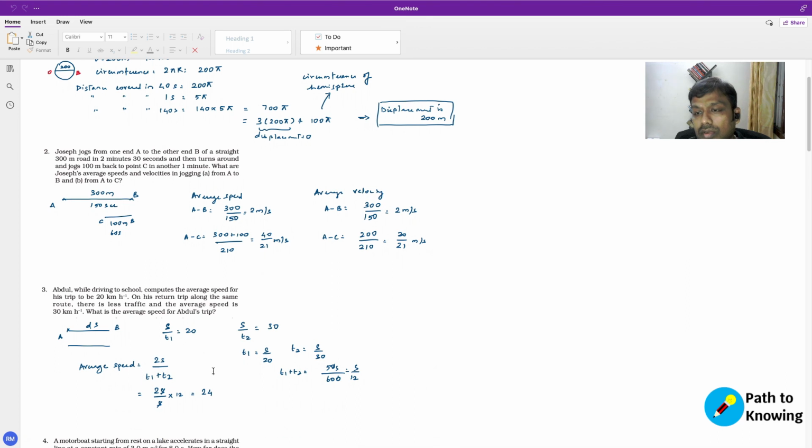And how do we solve for this? From these equations, T1 becomes S over 20, and T2 becomes S over 30. Adding these two, T1 plus T2 gets you to S over 12. And if you replace T1 plus T2 with S over 12, what you get is the average speed of 24 kilometers per hour. So this is your average speed.